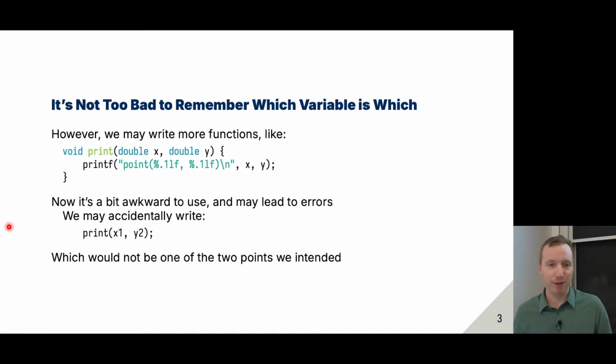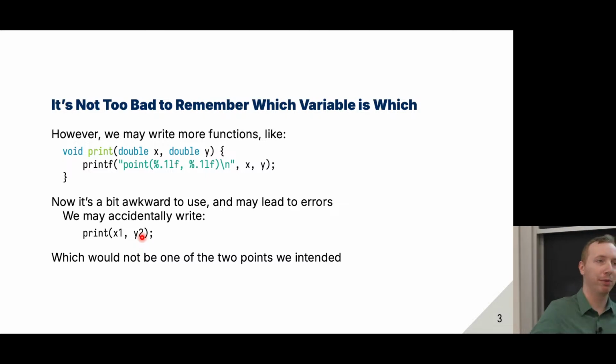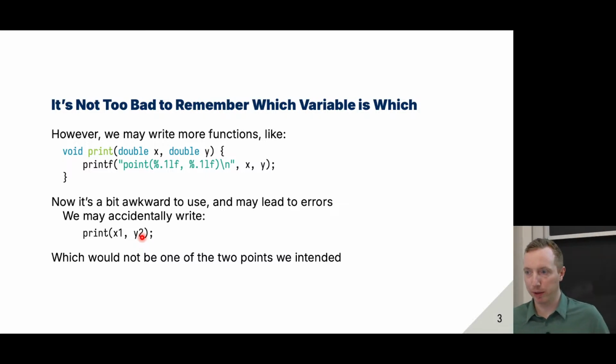This is a bit awkward to use and might lead to errors. Just naming variables x1, y1, y2 is kind of a pain. If I accidentally write something like print x1, y2, that's one coordinate from one point and one coordinate from another point, so that probably doesn't make sense. It's really easy to do here.